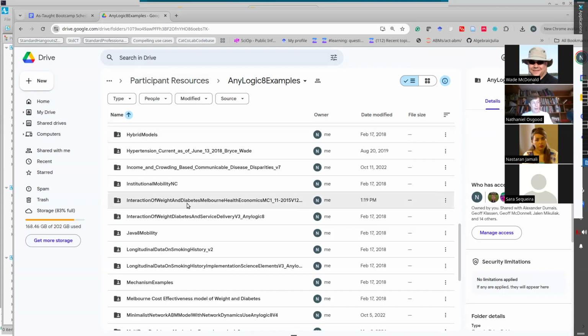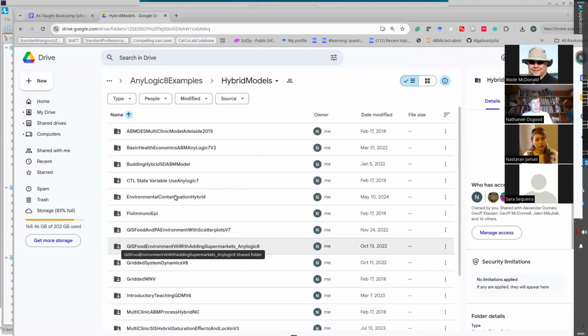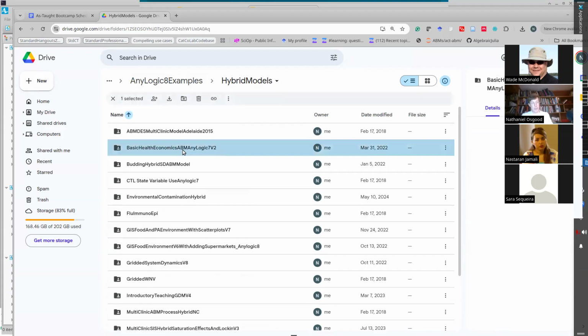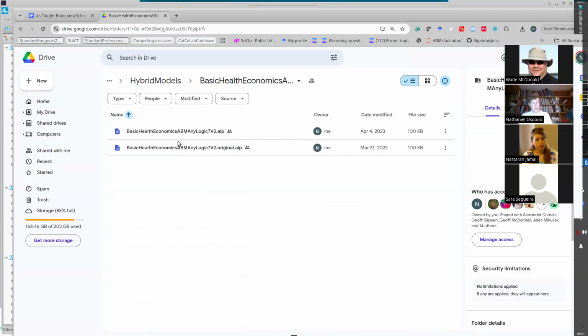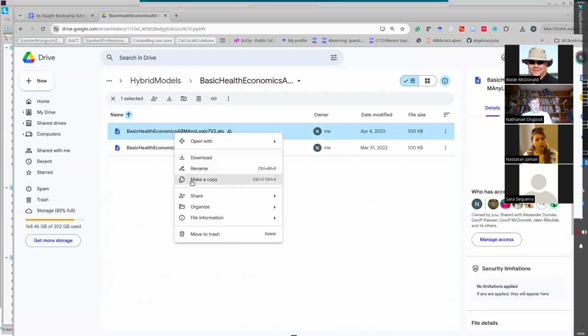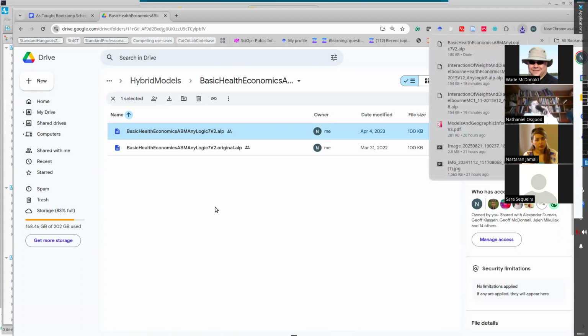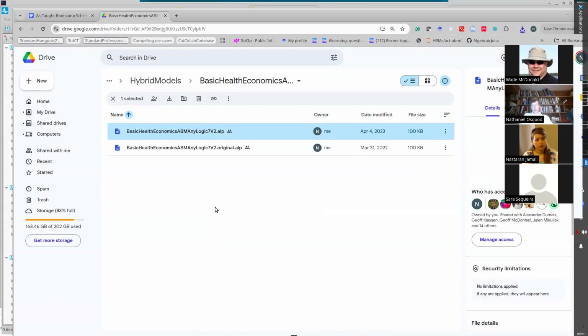You can download that. The other is slightly harder to find, but it's under the hybrid models area, because this indeed is a hybrid model, and it's called Basic Health Economics ABM AnyLogic 7v2. Apologize for the mouthful. It served its purpose at one point. So if you download each of those, you'll be equipped to follow along with the coverage here.